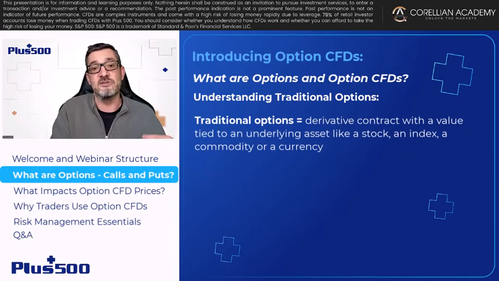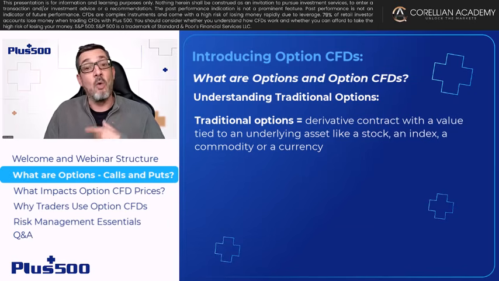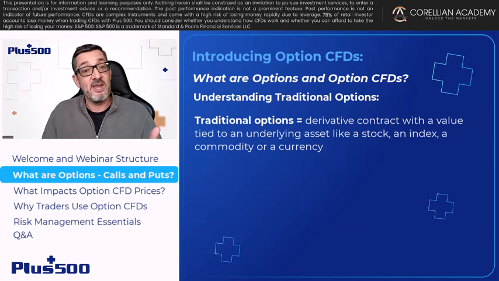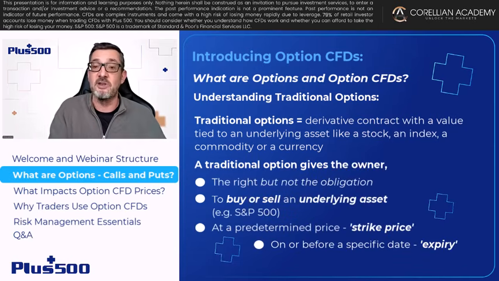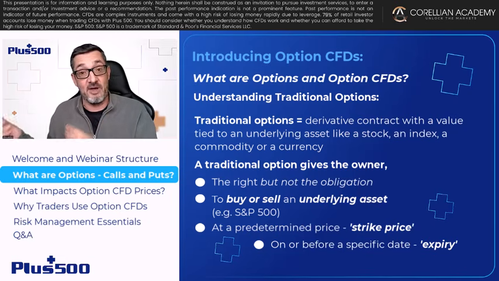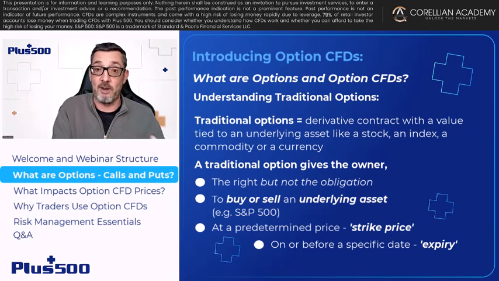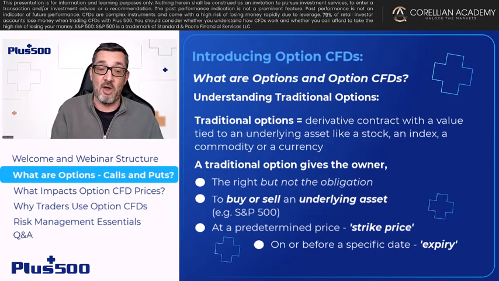Now, traditional options are derivative contracts, which means their value comes from or is derived from another asset, like a stock, an index, a commodity, or a currency. The key idea is this: an option gives you the right, but not the obligation, to buy or sell an underlying asset, such as the S&P 500, at a predetermined fixed price, which is known as the strike price, on or before a specific date, which is called the expiry.